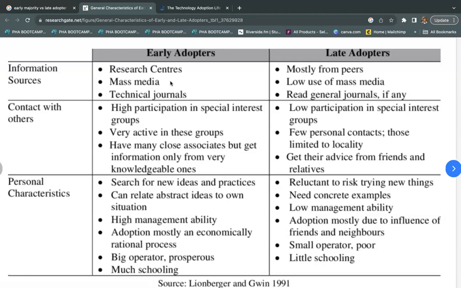Then they have low management abilities. Their adoption is mostly due to the influence of friends and neighbors. They cannot just use it on their own. They need to be properly influenced before they can use it. Then they are small operators. Then they have little schooling. So that's mainly the difference between early adopters and late adopters. I hope you understand now.